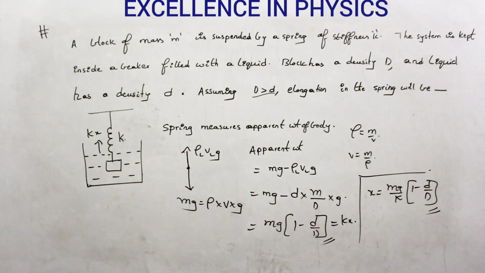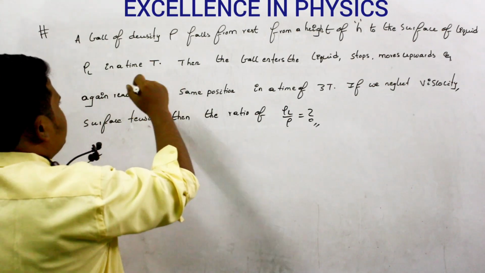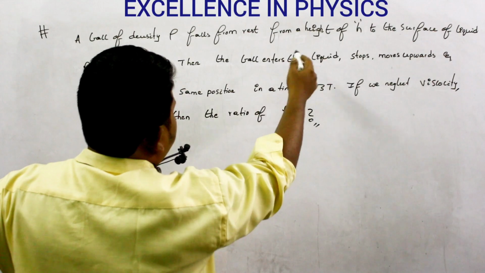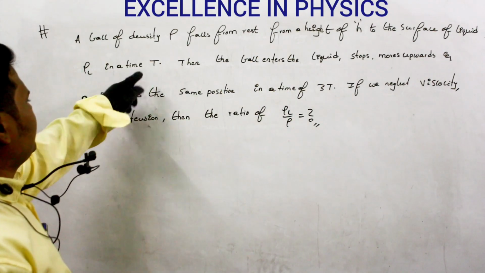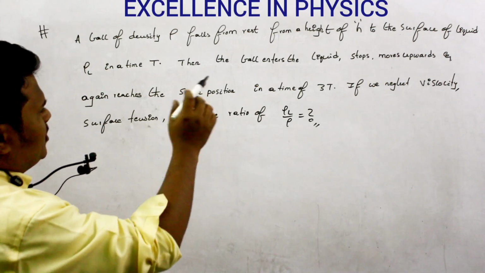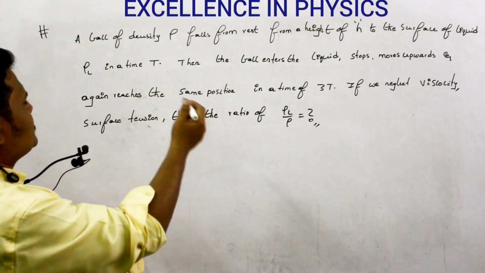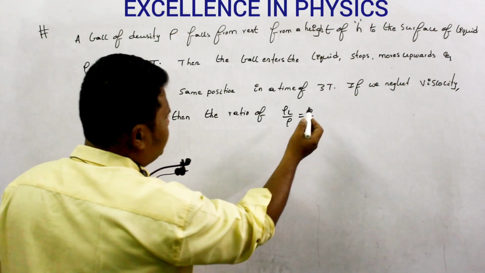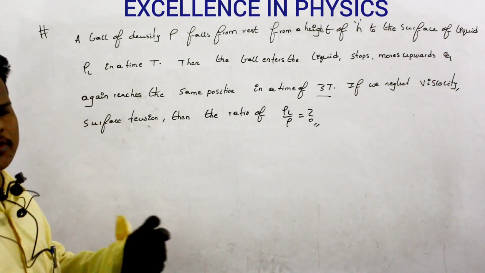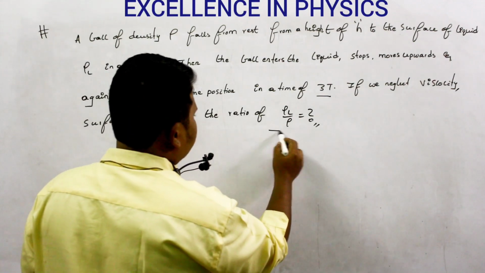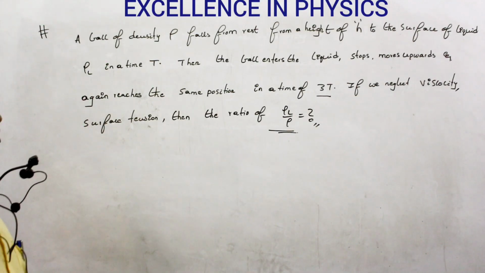Now let us see this question. A ball of density rho falls from rest from a height h to the surface of a liquid of density rho_L in a time t. Then the ball enters the liquid, stops, moves upwards and again reaches the same position in a time of 3t. If we neglect the viscosity and surface tension of this liquid, we are supposed to find out the ratio of the density of the liquid to the density of the body.